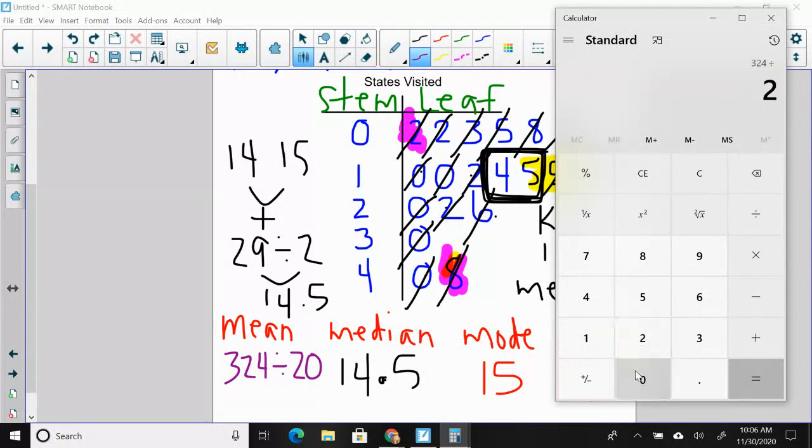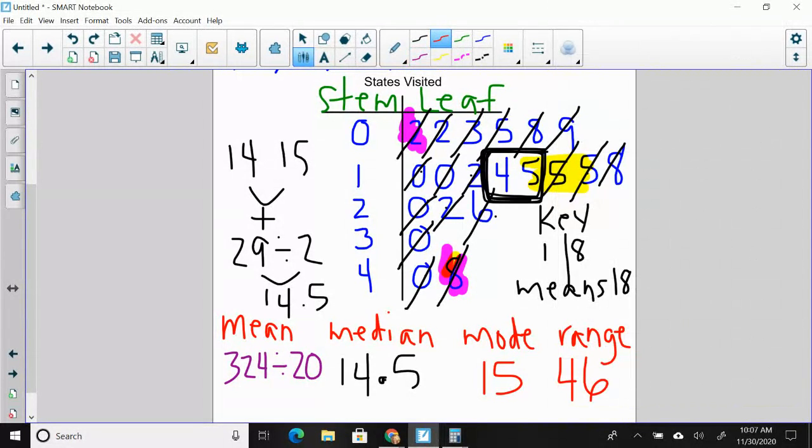324 divided by 20, and we're going to get a decimal number here. 16.2, or 16 and 2/10. So on average, we would say 16 and 2/10. I would round that to the nearest whole number, and I would say 16 states were visited on average. That doesn't mean everybody visited 16 states. It just means on average, that's how many states those 20 people have visited. Obviously, some were less than 16 and some were more than 16.